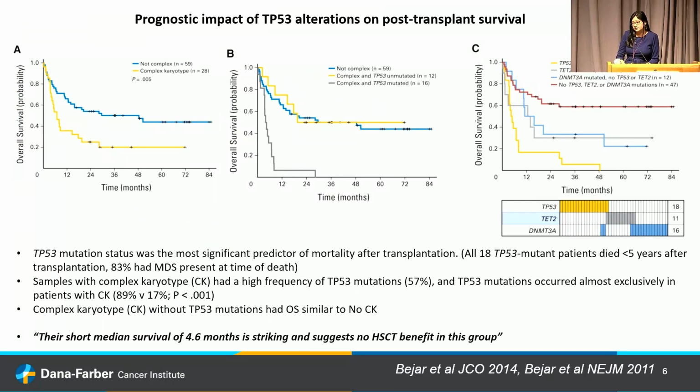This is a very important paper from 2011 from Ben Ebert and Rafael Bejar, which showed that P53 mutations portend poor prognosis, even with transplant. And very importantly, they also showed that if you had a P53 mutation, you were very likely to have complex karyotype. Almost 89% of the patients did. And that was particularly bad. If you had complex karyotype without a P53 mutation, you were not that badly off. And they actually ventured that maybe these patients should not get transplanted.